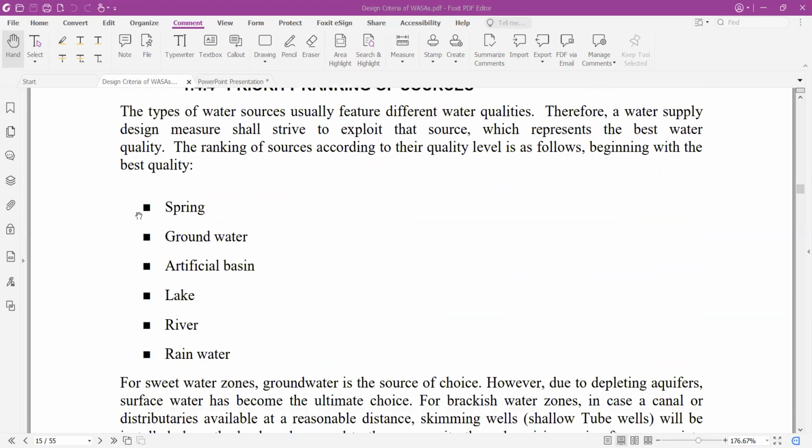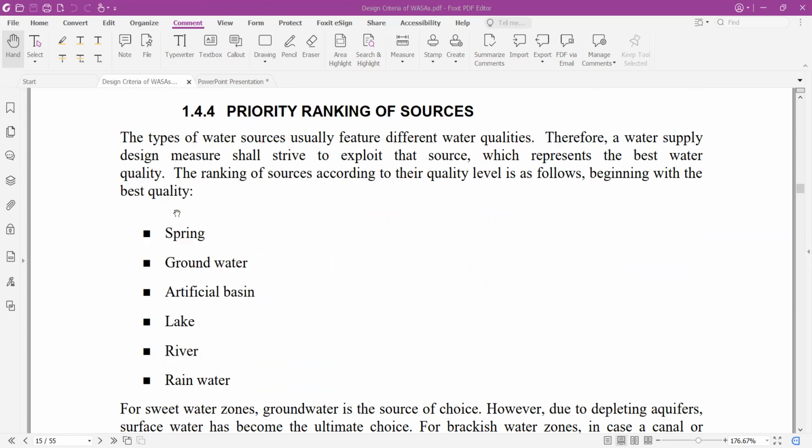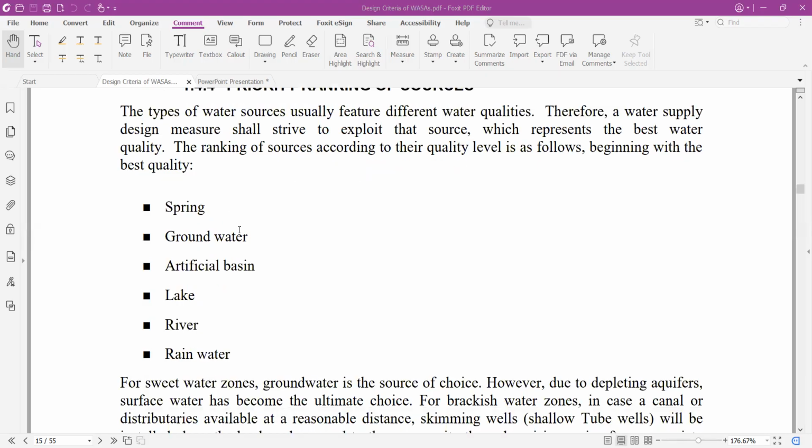Okay, if you identify the different types of sources, the quantity, the quality, and also keeping in mind the economic consideration, you have to rank these different types of sources, that what type of source will be viable for the designing of the water supply system.